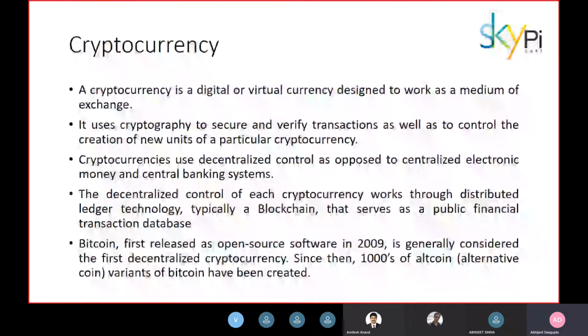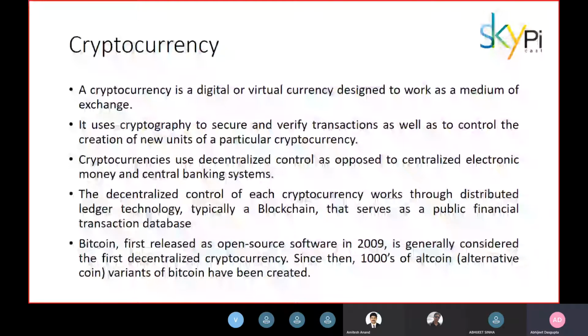The decentralized control of the cryptocurrencies works through a distributed ledger technology, typically a blockchain, and it serves as a public financial transactional database. Like we discussed in our previous session, this blockchain, on top of which a cryptocurrency is running, generally is a public financial transactional database, like in the form of Bitcoin or Flow. But there could be some other currencies also, which are used by enterprises for their own internal consumption, and they may not be public also.